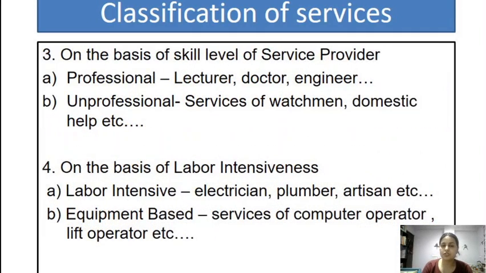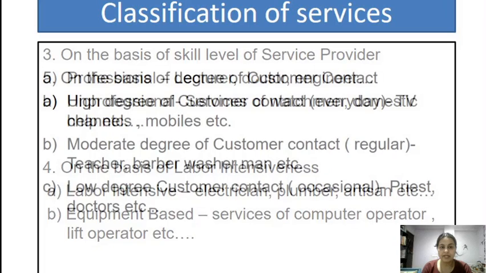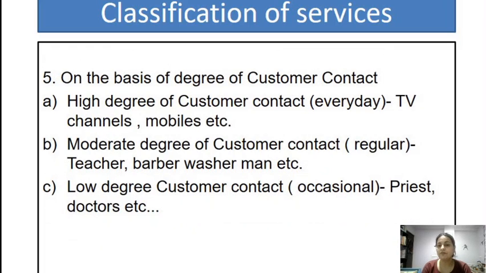The next classification is based on the skill level of the service provider. The first one is professional and unprofessional services. You all know this, professional services and what are unprofessional services. The fourth one is on the basis of labor intensiveness. Labor intensive services, in that the labor should be specialized to do the nature of service, like electrician, plumber, artisan, etc. And the second one is equipment based, where the equipment should be specialized, like services of a computer operator or lift operator.